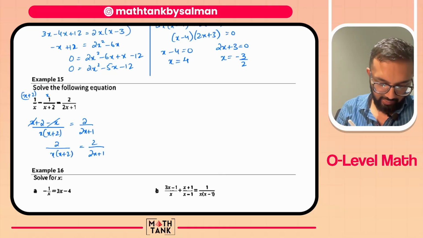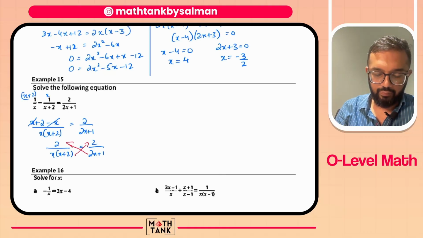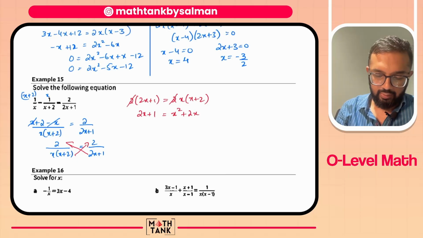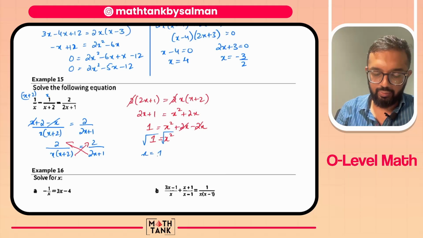Okay, that cancels out. 2x into x plus 2, 2 over 2x plus 1. Now I've got to cross multiply. Now I see that 2 is common to both. It would actually cancel out and make my life a little easier. So 2x plus 1 equals x squared plus 2x. That makes it very easy actually. So x squared equals 1. So I take a root on both sides and I say that x is then equal to either 1 or x equals minus 1.